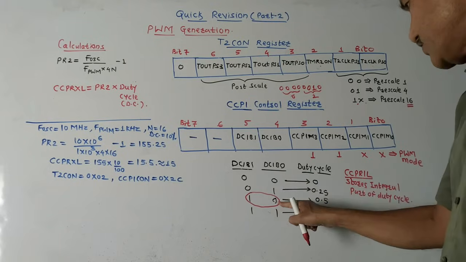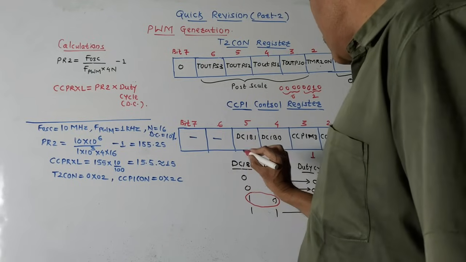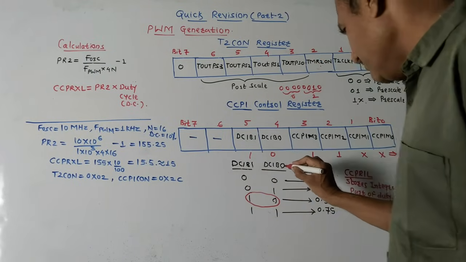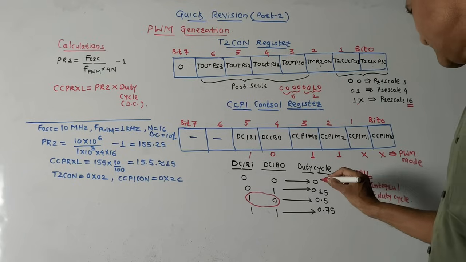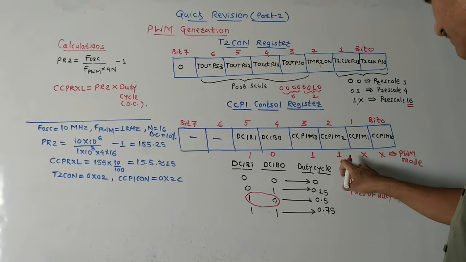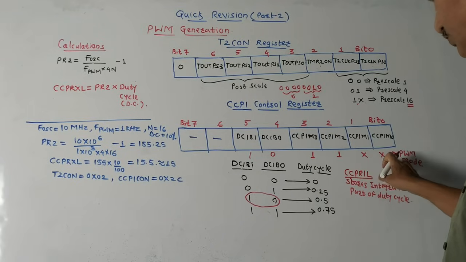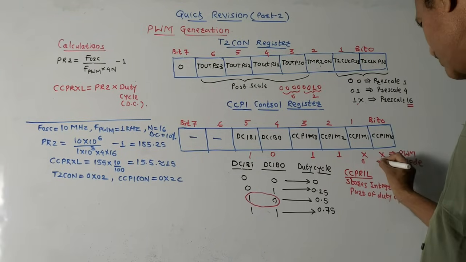These corresponding bits should be 10, so I will write here 10. These two bits are don't care condition. Then next part is for PWM mode, these two bits must be 11. Since these are 11, and XX is don't care condition, I will assume this as 00.